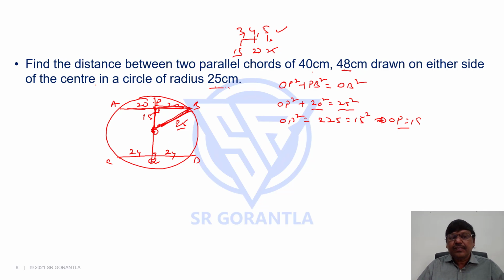Let's see the other one. Now, this is 25. This OD is also radius, 25. QD is 24, so can we not find this? Again, OQD is going to be a right angle triangle. So now, again you can say 24, 25, what is the triplet?